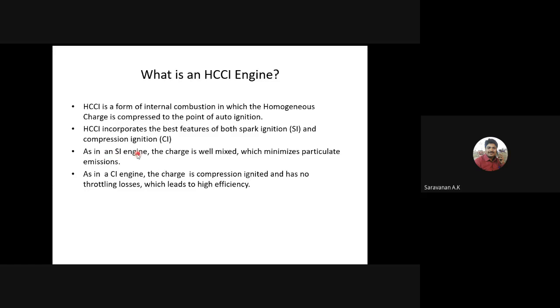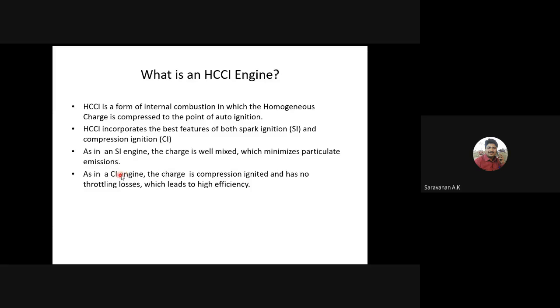So for the SI engines, we can get a well mixed air and fuel ratio. If the fuel and air mixture is good, it will minimize particulate emissions. Further, only the petrol engines will have low emissions compared to the CI engines.